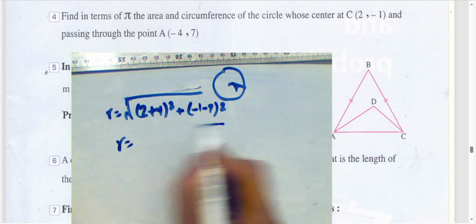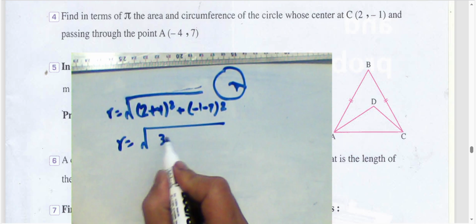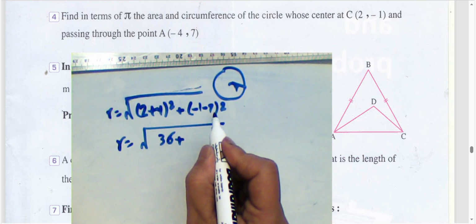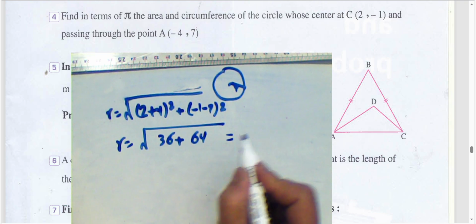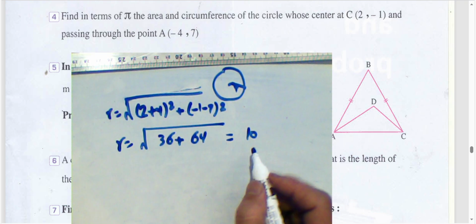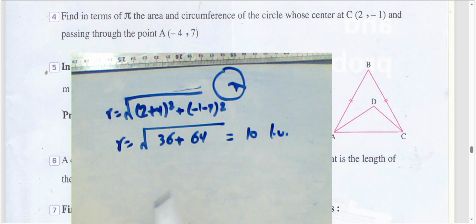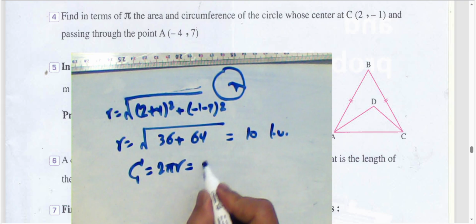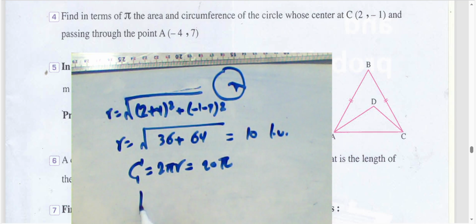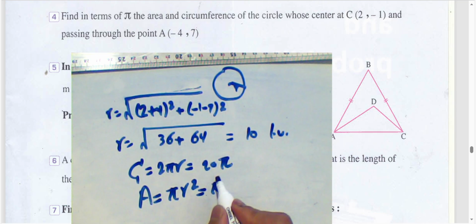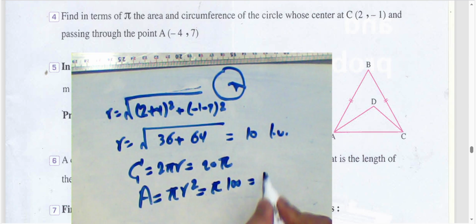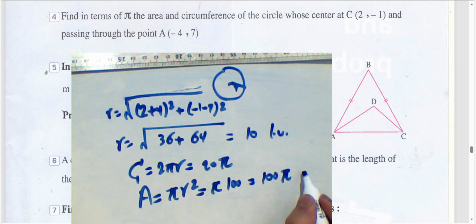Then the radius will be equal to the square root of 2 plus 4, which is 6. 6 power 2 is 36. Negative 1 minus 7 is negative 8, power 2 is 64. Square root, the result will be 10. The radius will be 10 length units. Okay, now we can find the circumference equals 2 pi r. 2 times 10 equals 20. Then we have 20 pi, and the area equals pi r power 2, where r power 2 is 10 power 2, which is 100. The result will be 100 pi square units.